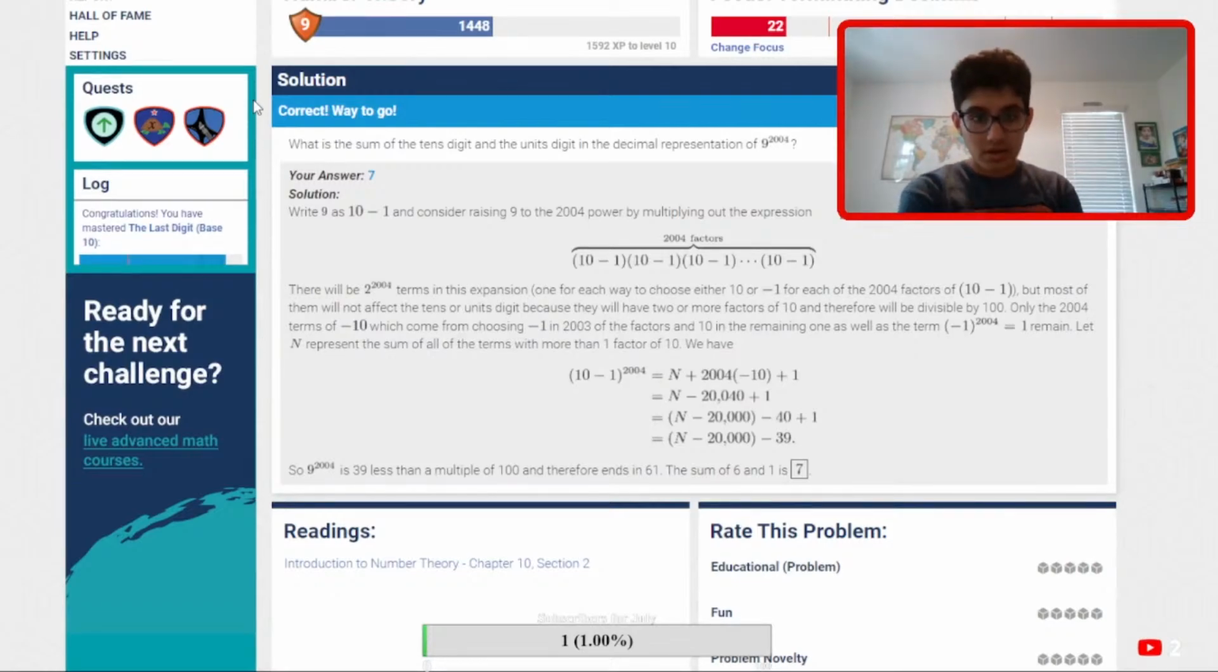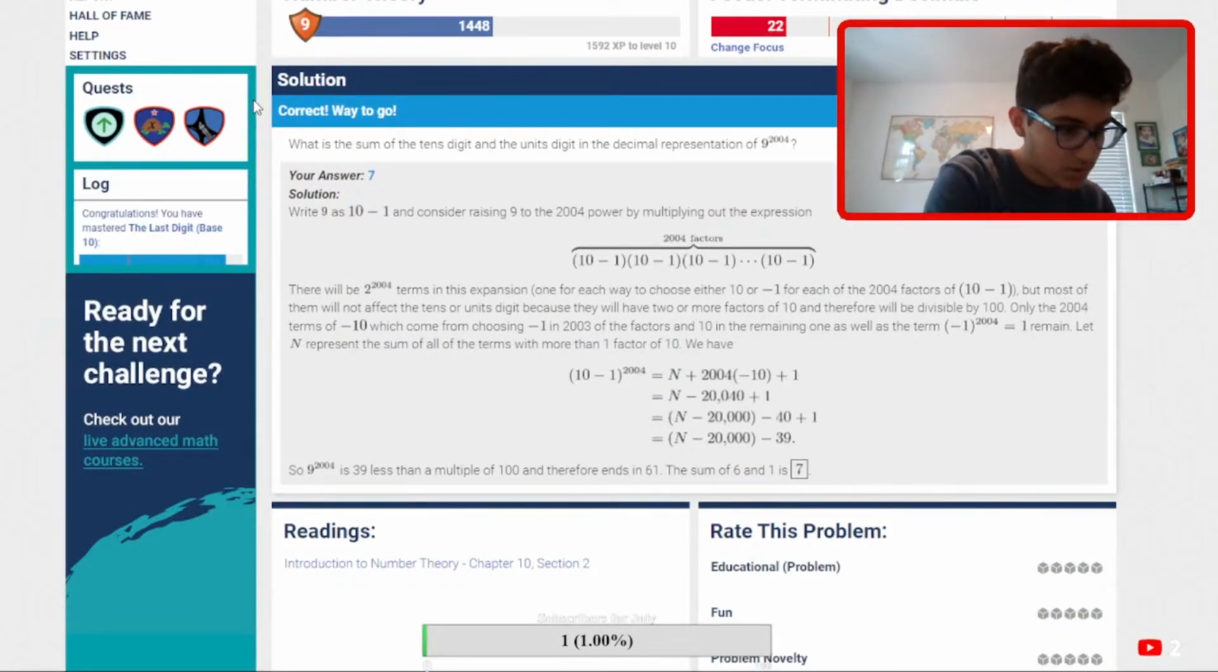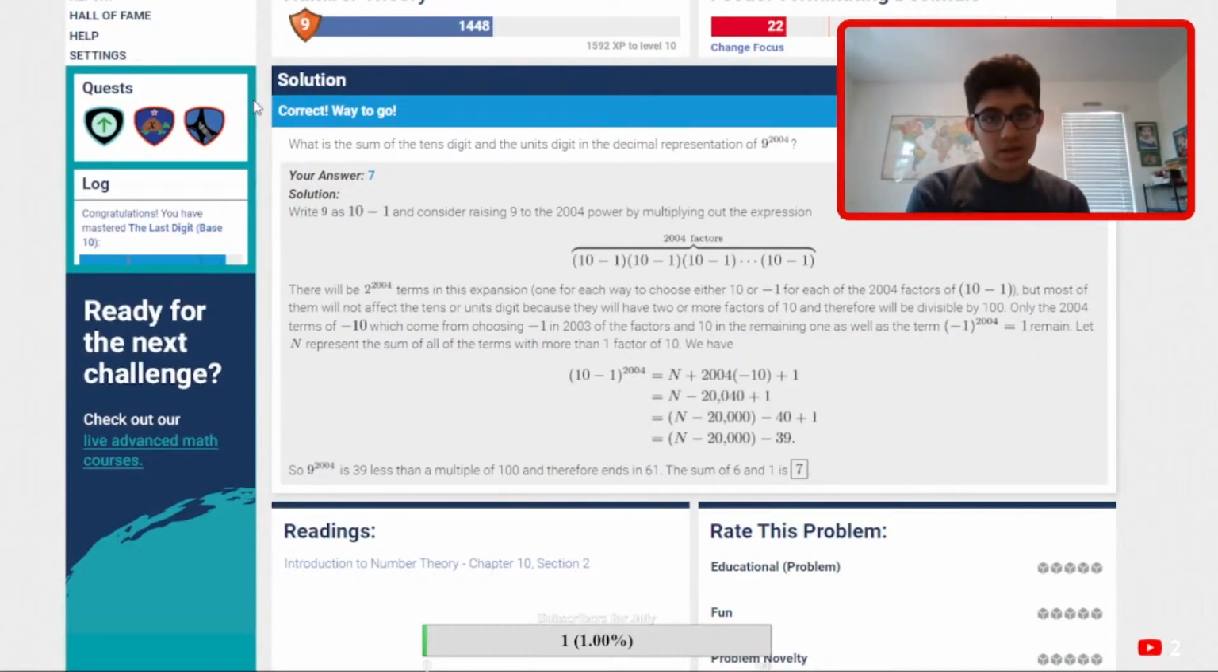Did they actually do it? I'm sure they did something interesting. They must have had a shortcut. And consider raising 9 to the 2004th. Oh god. N plus the 2004, which will have a negative 10 in them. Oh, yeah. Plus 1. So that's how they found negative 39.